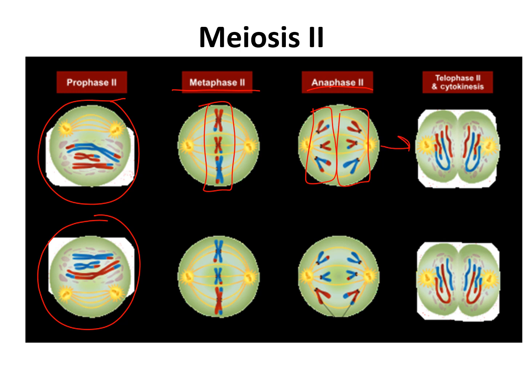And when you get to telophase 2, both of these cells are going to divide, so you will end up with 4 gametes. And those gametes will be haploid. They will have half the number of chromosomes as the original parent cell.